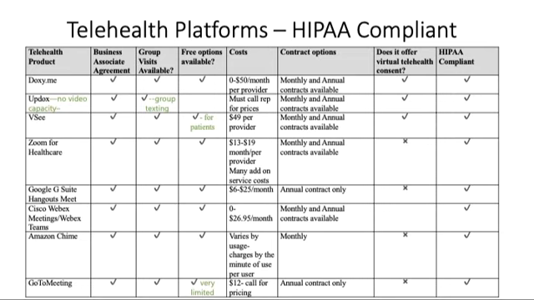The product that I use is called Doxy.me, and the business associate agreement is very simple. It's already pre-made. You just check a box that you acknowledge it, print it off for your records, and boom, it's done. So it's very seamless.